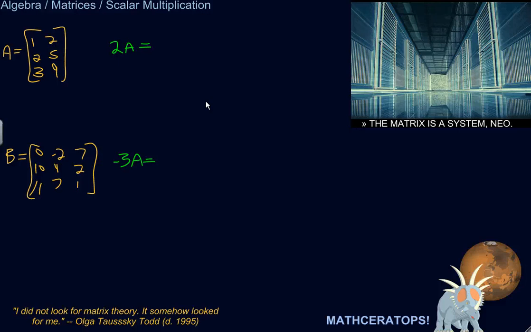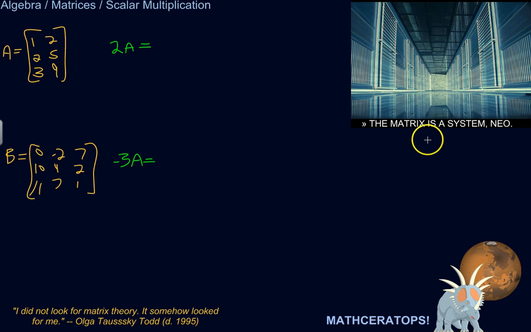So scalar multiplication of matrices is pretty simple. Multiplying a matrix by a scalar is pretty straightforward. It's not like multiplying a matrix by another matrix. That's kind of a doozy chore. But multiplying by a scalar, that's pretty nice.